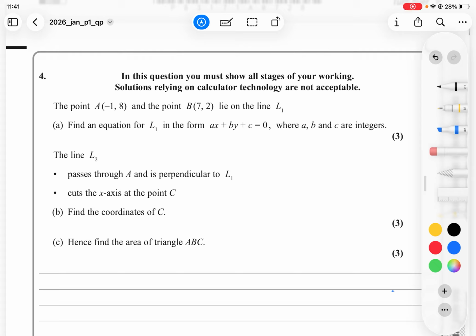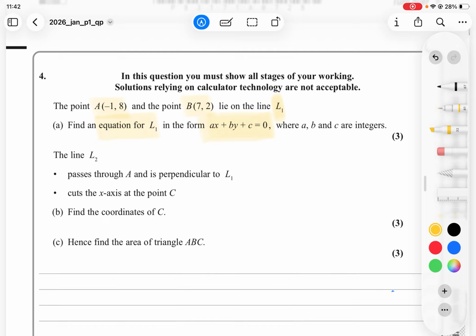So let's start with question number 4 now. As we see, there are points given in the question, point A and point B, and both lie on the line L1. The question is asking us for the equation of the line in this format. So this is our goal.